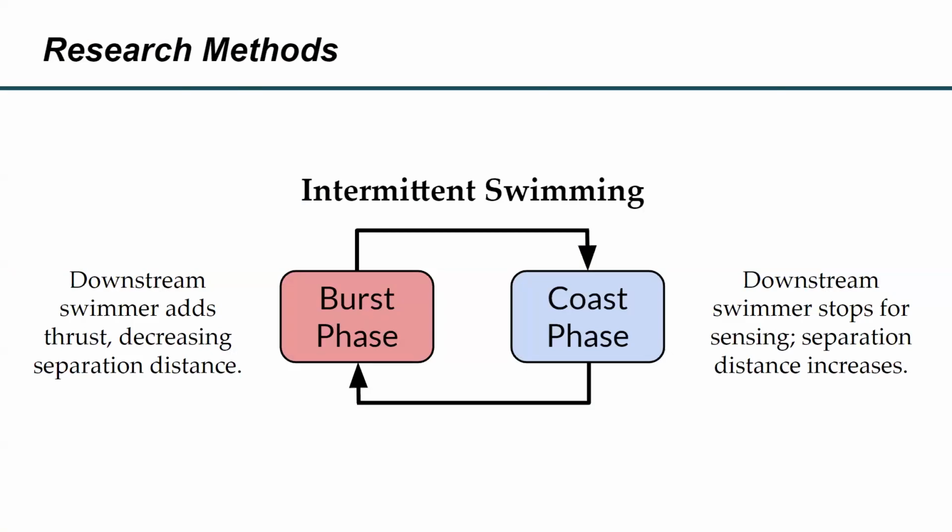We have the burst phase and the coast phase, which you just observed. In the burst phase, the downstream swimmer generates thrust and moves forward, closing the separation distance. And then in the coast phase, the downstream swimmer stops, usually for sensing purposes, and then the separation distance increases.